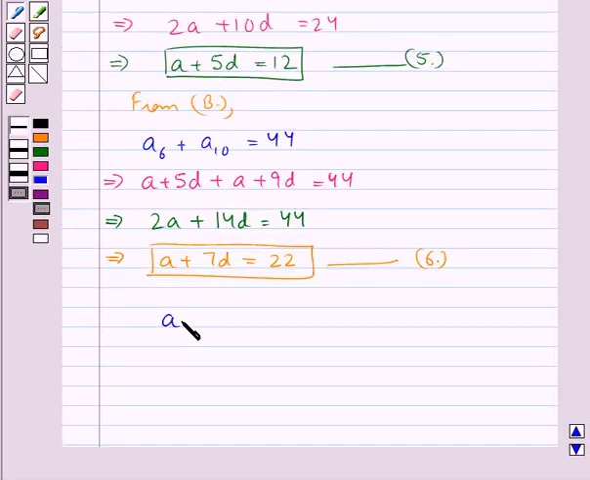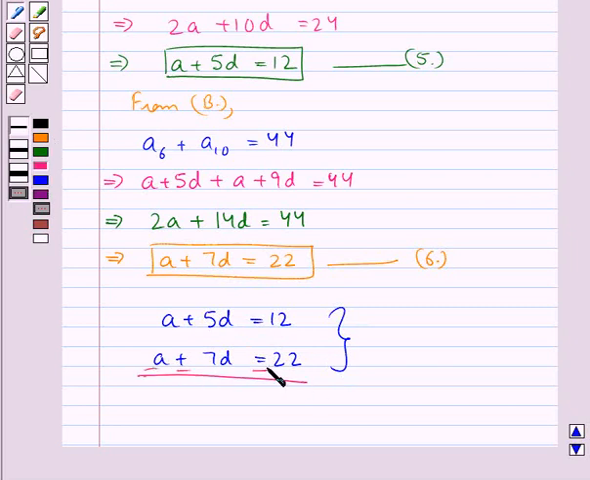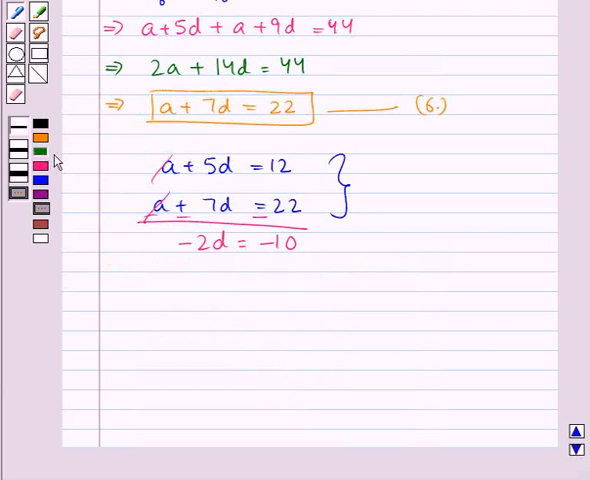Now, consider the two equations a plus 5d equal to 12 and a plus 7d equal to 22. Now we will solve both these equations for a and d. So we will subtract these two equations. So this gives us minus 2d is equal to minus 10. That is, we get d is equal to 10 upon 2. 2 fives are 10, and therefore we get d is equal to 5.